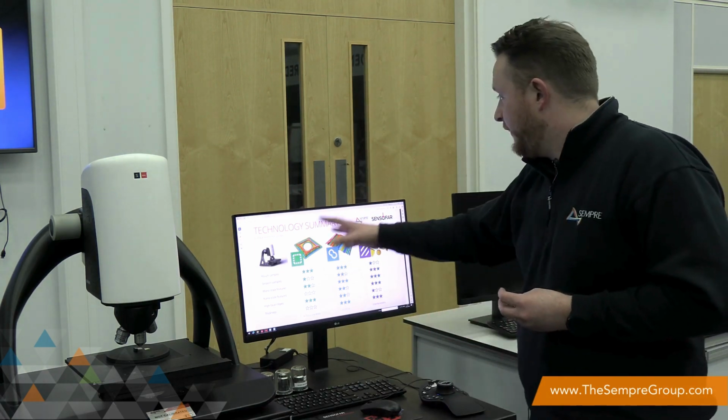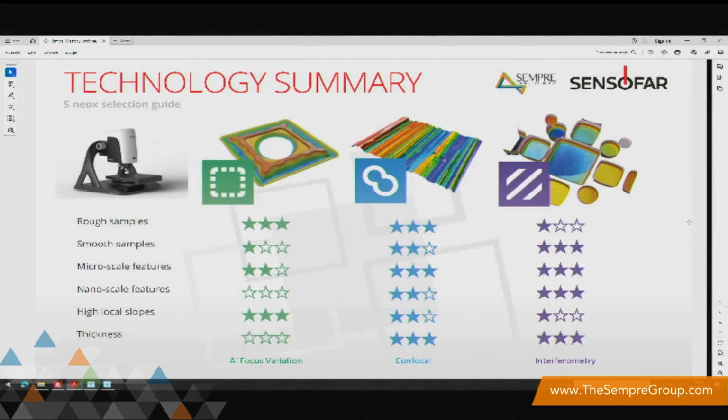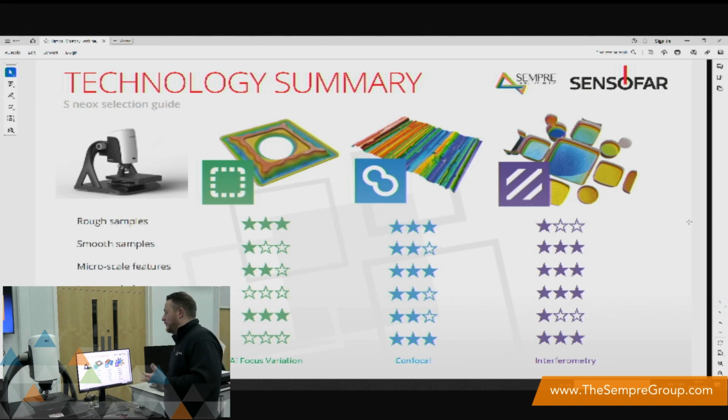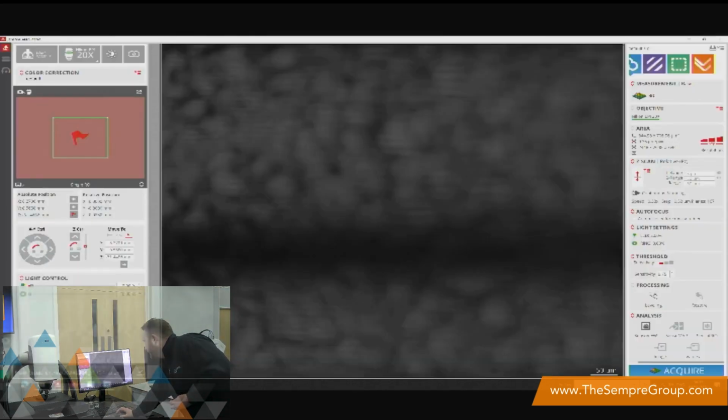Okay, so referring to our technology summary, we can see that we're now looking at focus variation, which is on the left-hand side. It's very good for rough samples, not so good for smooth samples. It's okay for measuring the micro scale features, but not quite down to the nanoscale features, and that's because we have a limited X, Y, Z resolution on the focus variation setup. We have high local slopes, so we're very good at measuring sloped features, and we can't do thickness measurements using focus variation. So what we're going to do now is swap over to the Sensofar software, and we're going to take a scan.